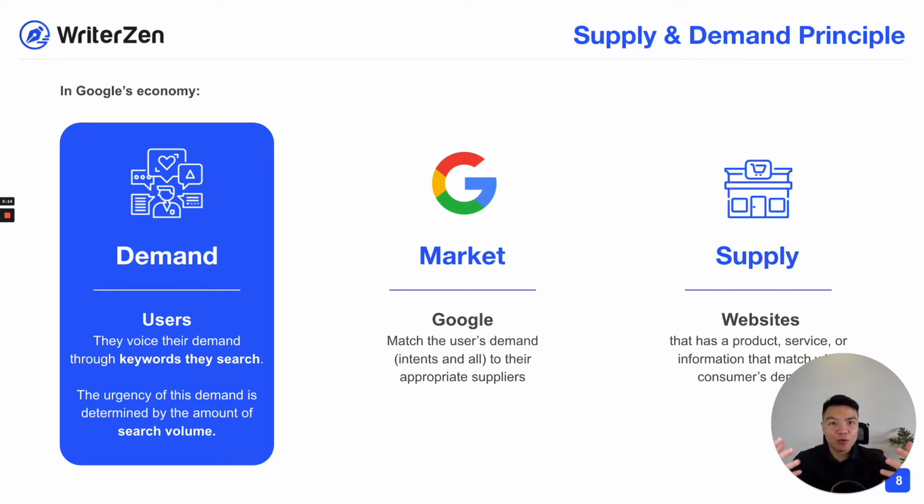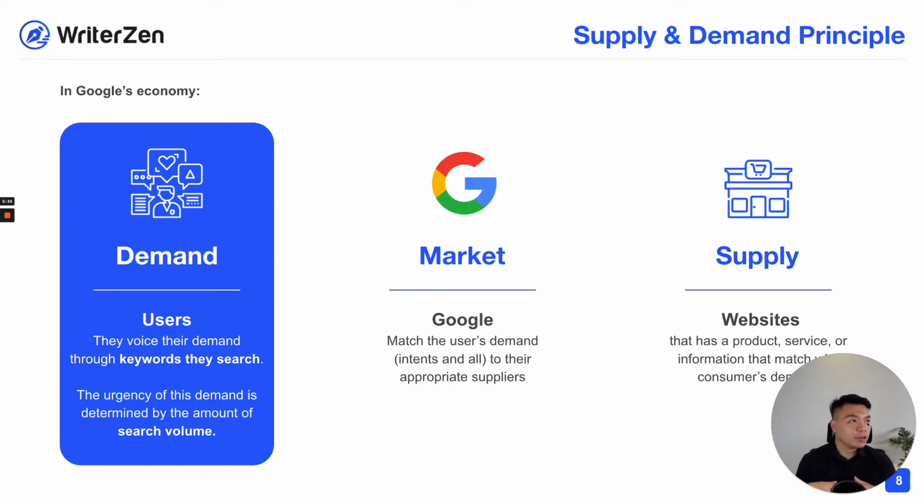They will go into Google, and Google here acts as a market, a platform to connect supply and demand, right? On the demand end, they will write their keywords into the search. And the urgency of this demand, how high or low it is, is determined by the search volume.